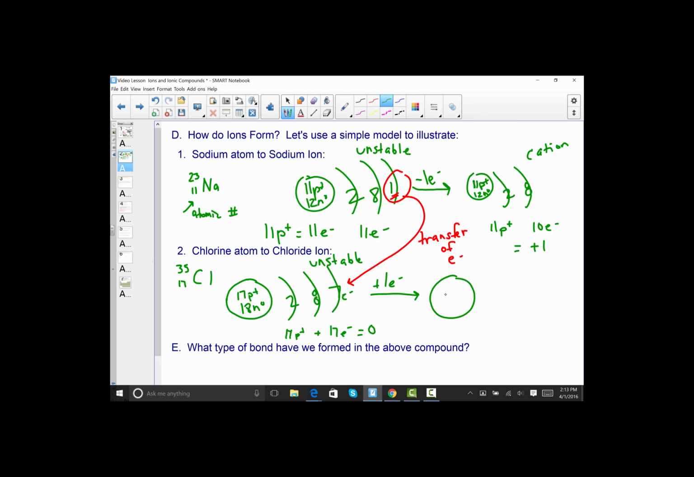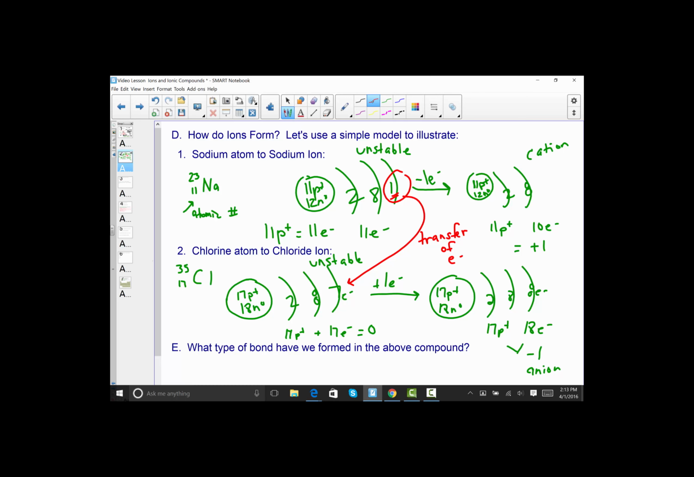So the result here is still 17 positives, 18 neutrals in that core called the nucleus, but now the configuration fills that outer shell with a 2, 8, 8 electron arrangement. 17 positive protons with a total now of 18 electrons gives us a net -1 charge. We call that an anion, a negative ion.